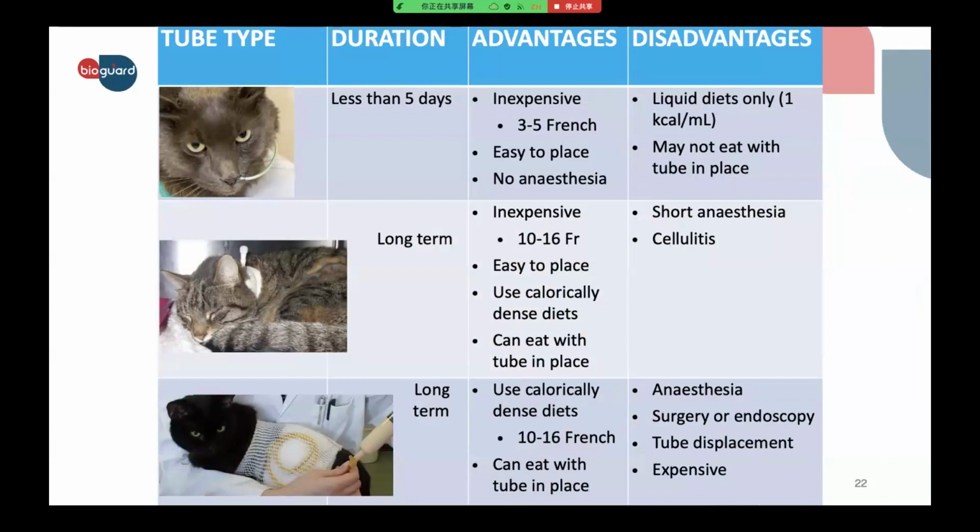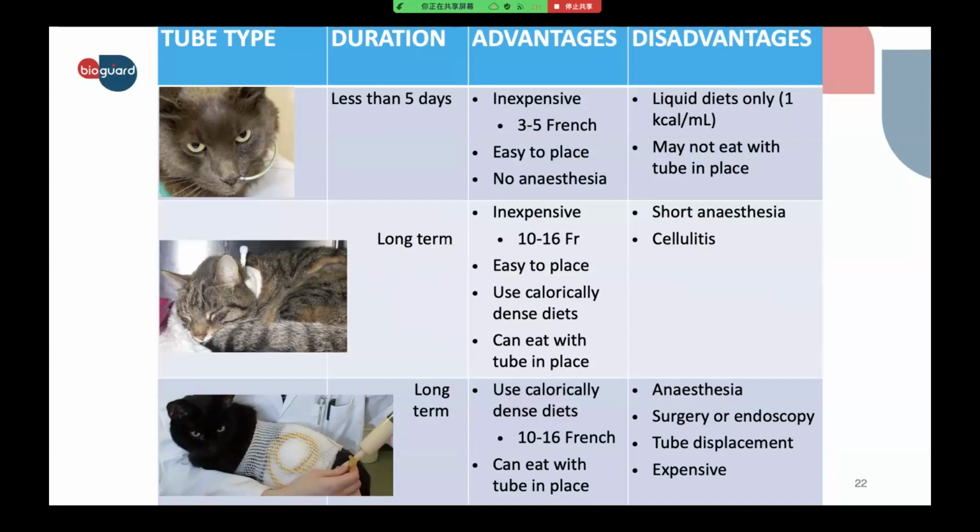The nasal tube can only last for about 5 days, but it's inexpensive. The tube itself is very small, so only a very thin fluid material can pass through the tube. So a thick liquid diet can't pass.